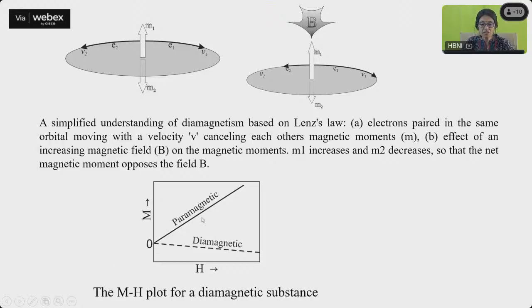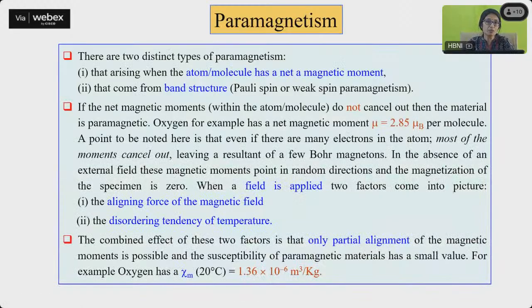For a paramagnetic material, this is how the magnetization versus field direction is going to look. As you increase the field, you find the magnetization value is increasing, whereas in the case of a diamagnetic material, you see this decrease. So this is the plot for a diamagnetic as well as a paramagnetic substance.